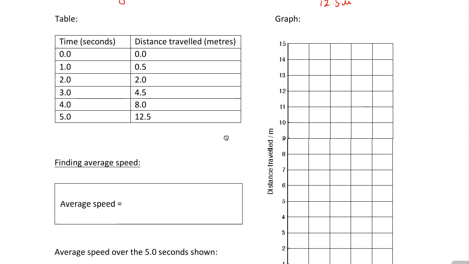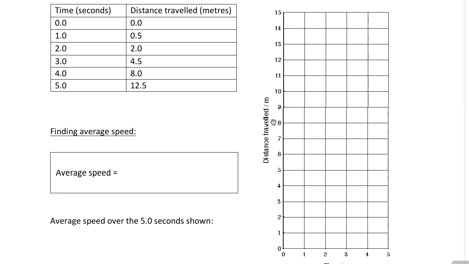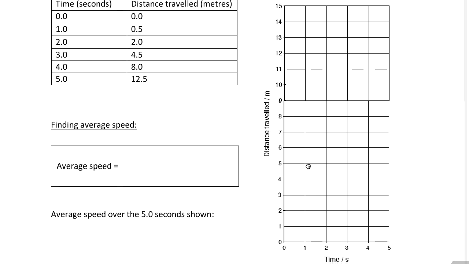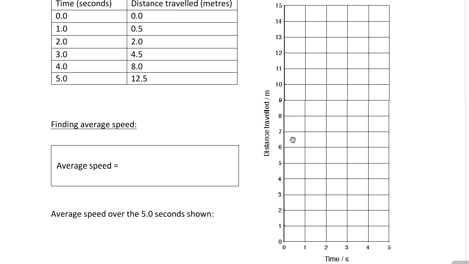Notice that we could also graph these, with distance traveled on the left-hand side and time on the bottom, distance on the y-axis, time on the x-axis. So if I plot that quickly, he's at the start at point 0 at time 0. At 1 second, he's a half meter away. Then at 2 seconds, he's 2 meters away. 3 seconds, he's gone a distance of 4.5 meters. At 4 seconds, he's traveled 8 meters. And at 5 seconds, he's traveled 12.5 meters. And I can connect that with a smooth curve.